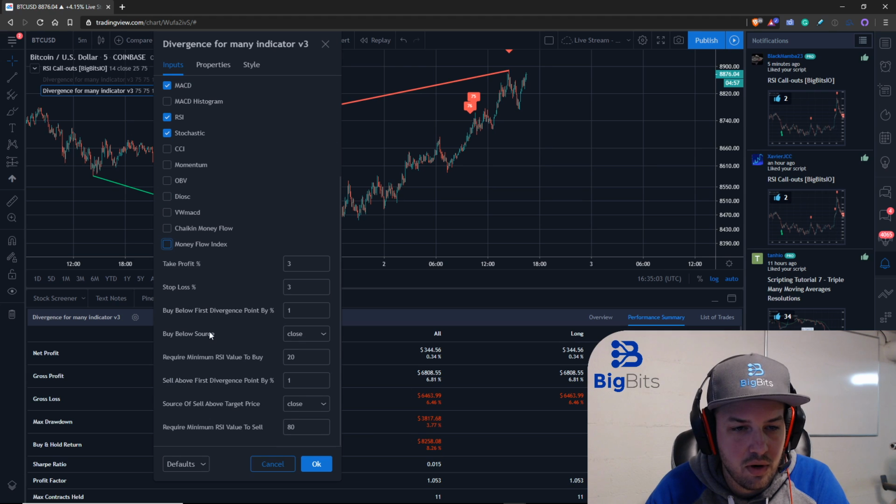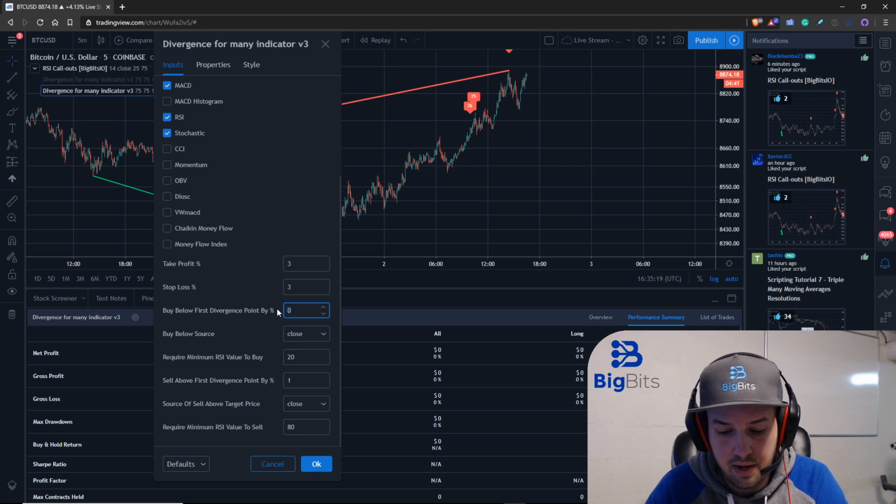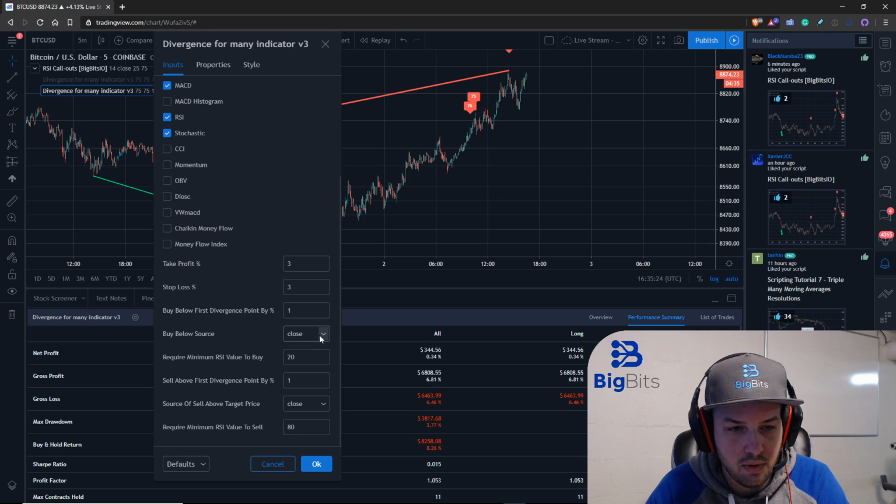All right, so take profit, buy below first divergence point. All right, well, I'll probably do some troubleshooting because that seems like it should have been working better than that. It's actually working though, so that's good. Buy below source, close, minimum RSI, that could be an issue because sometimes it doesn't get super low. Yeah. Sell above. I think part of the issue might be the take profit and stop loss as well. We're looking at 5-minute candles, 3% might be quite a bit on those.